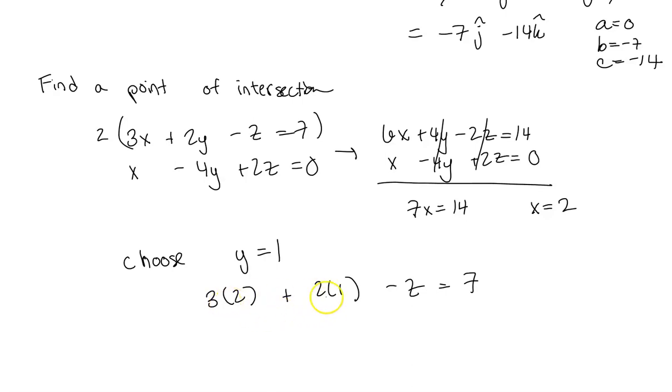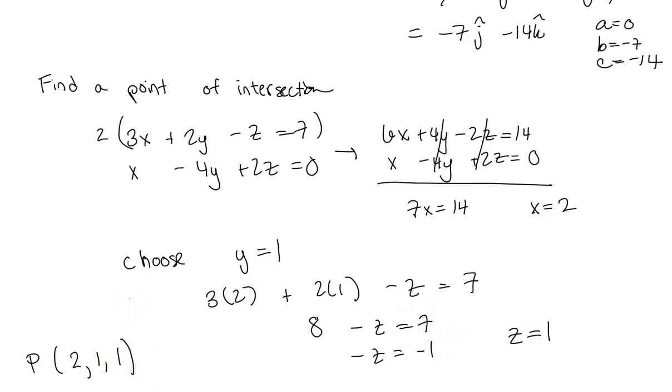So I'm going to get 6 plus 2 is 8 minus z equals 7, and then that gives me negative z equals negative 1, so I have z equals 1. So my point P is 2, 1, 1. I'm sorry, this should be, nope, that's right, we have 2, 1, 1.